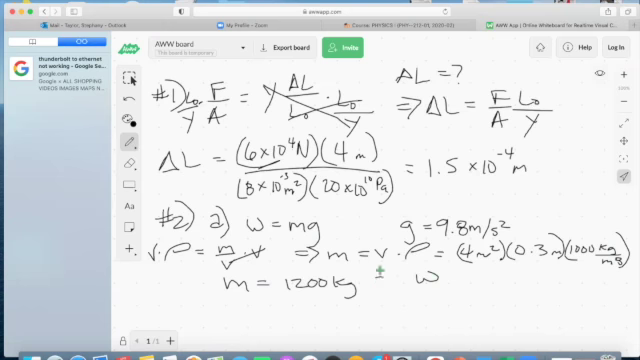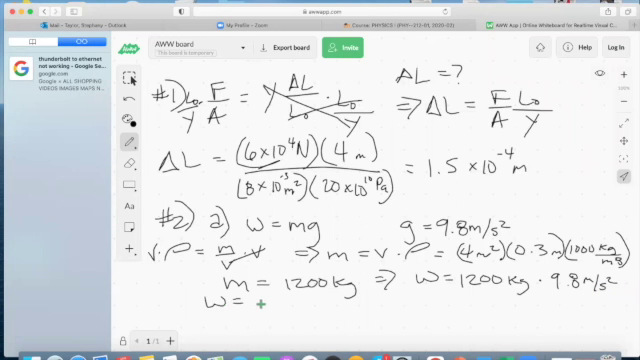All right, now we can use this mass and plug it into the weight equation. So weight is mass times gravity. So that's going to be 1,200 times 9.8 meters per second squared.